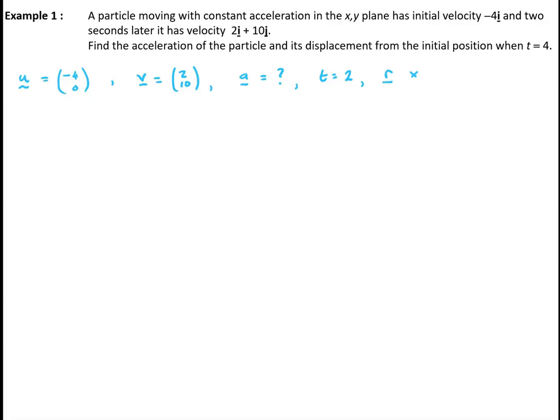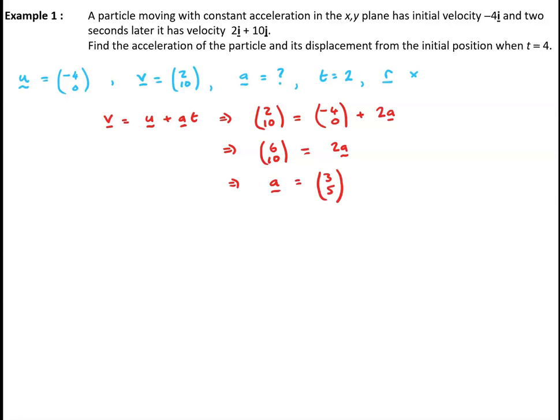So we're looking for the equation which doesn't have r in it, and that of course is the equation v equals u plus at. So we've got the vector equation (2, 10) equals (-4, 0) plus 2 times a. In other words, (6, 10) must equal 2 times a, so the acceleration must be the vector (3, 5).